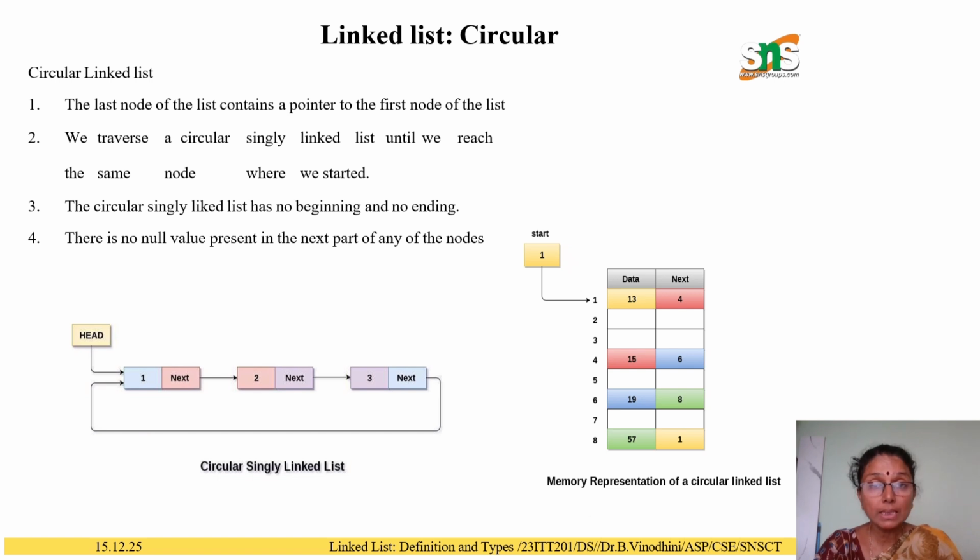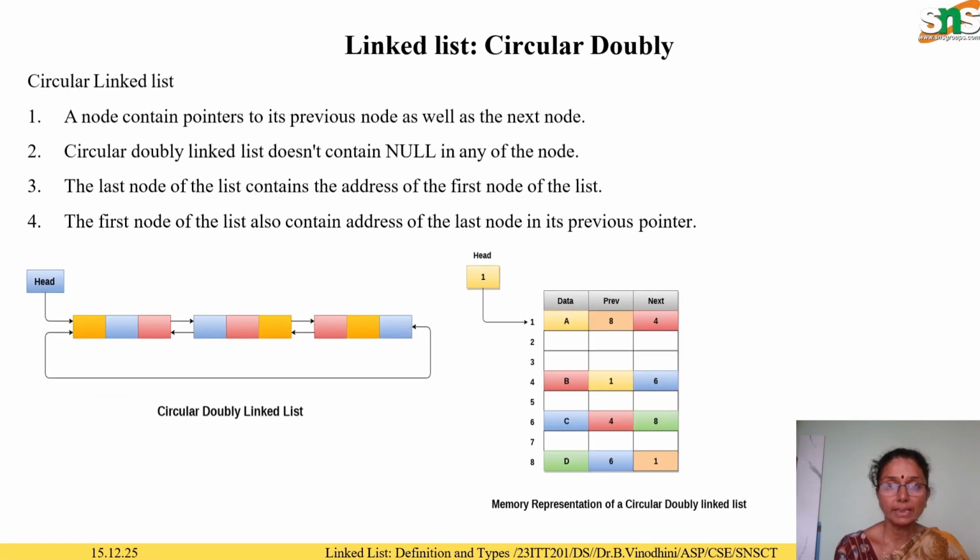In the circular linked list representation, for example, the last node contains the address of 1. In the memory representation, 1, 2, 3, 4, 5 are the indexes, showing the address values. So the last element contains the address of 1. That is the representation of the circular linked list.